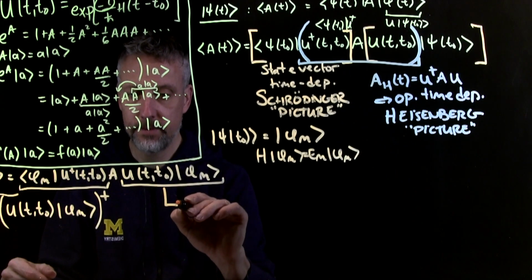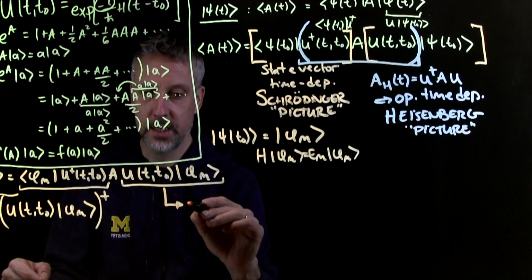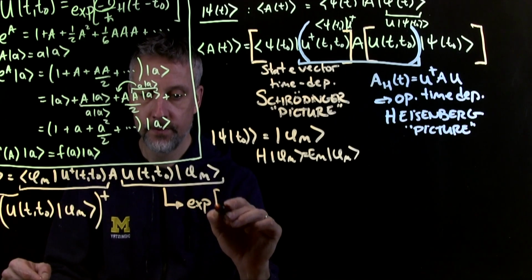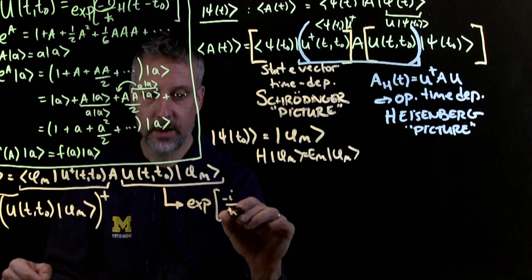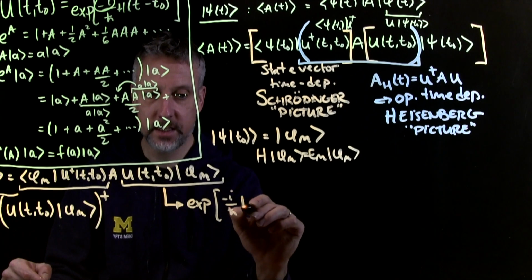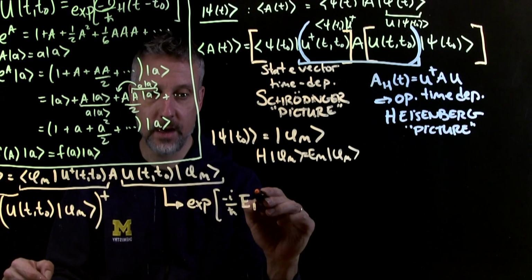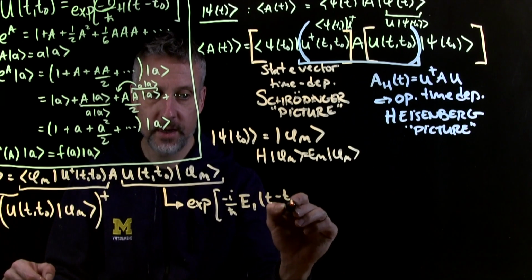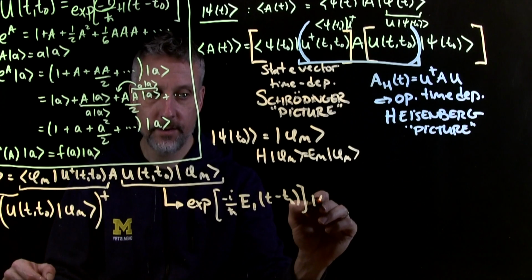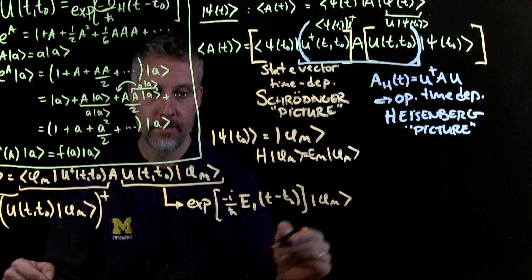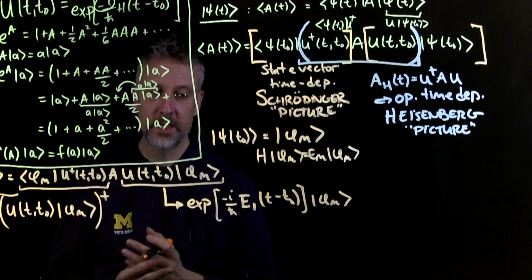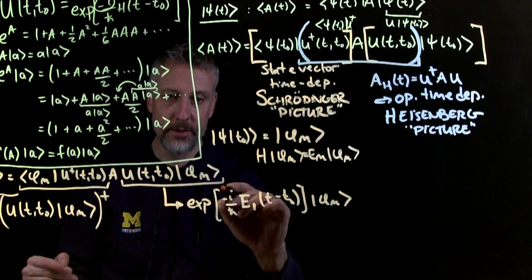We take this one, which is e to the minus i over h bar, and I'm going to replace the H with the eigenvalue. We already know that that's going to happen. (t minus t naught) on phi m. Okay, so what we see is we've got a convenient number. This is just a number.